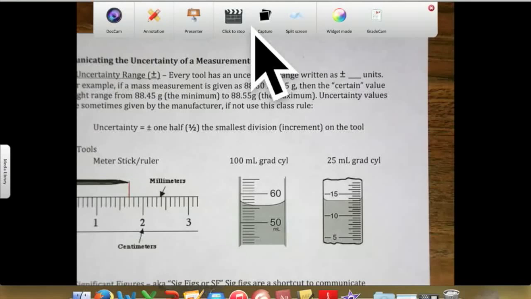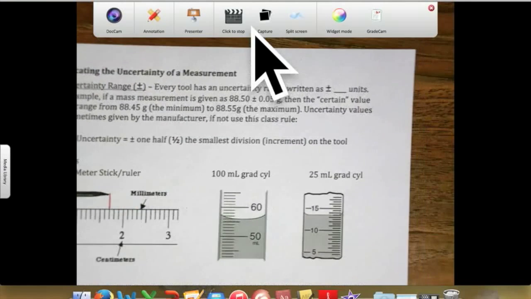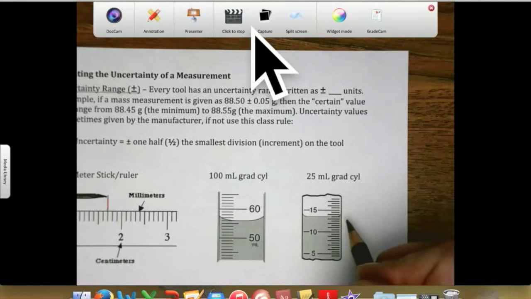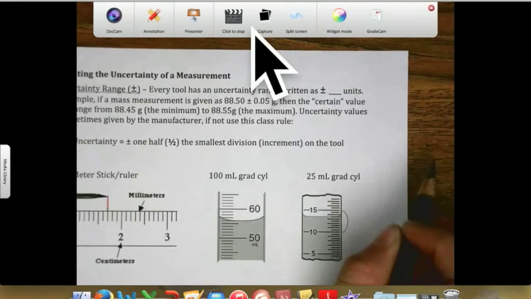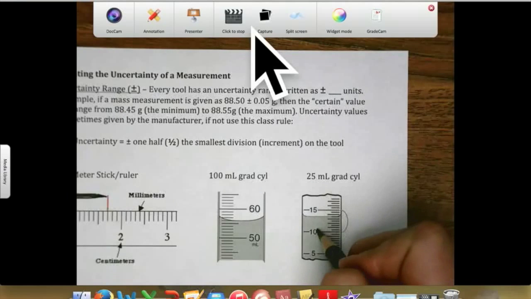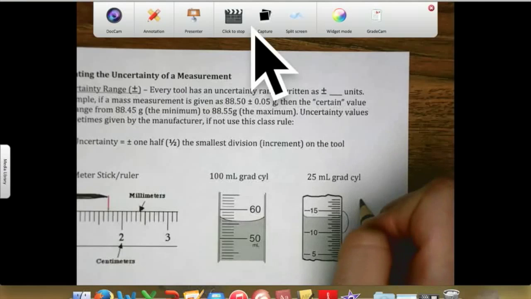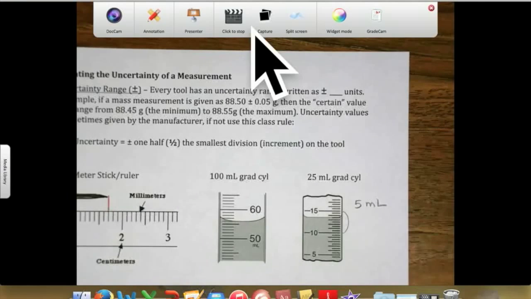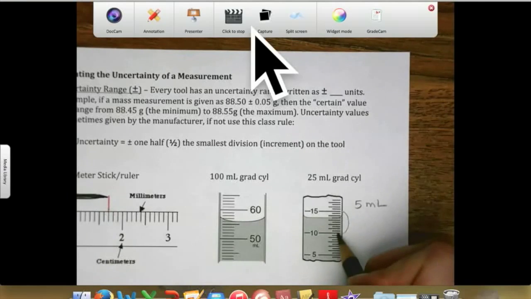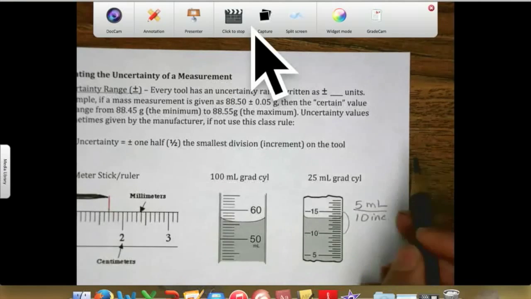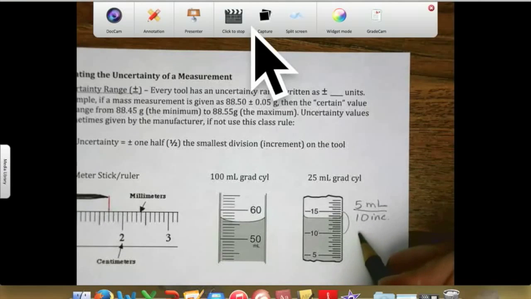Now let's take a look at the 25 milliliter graduated cylinder. You'll see again that we are going from here to here, which is actually just a difference of 5 milliliters this time. And that 5 milliliters is broken up into 10 increments, giving us just 0.5 milliliters per increment.